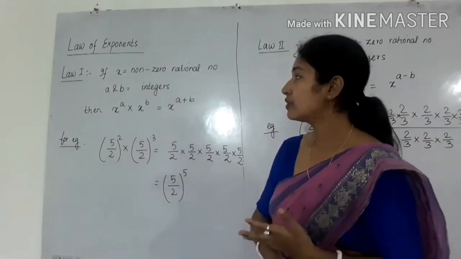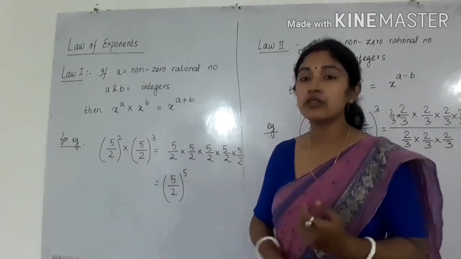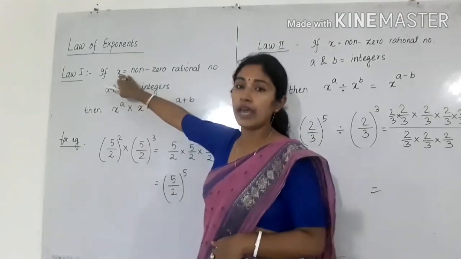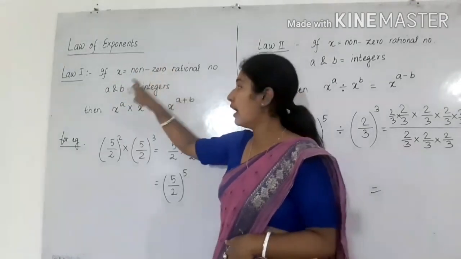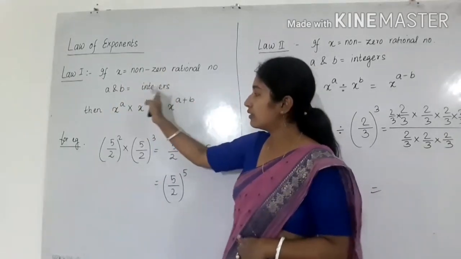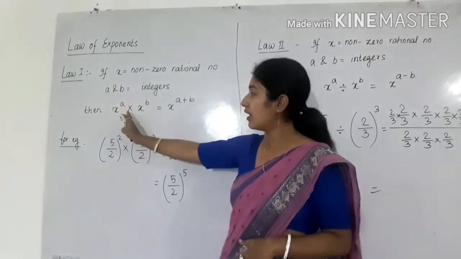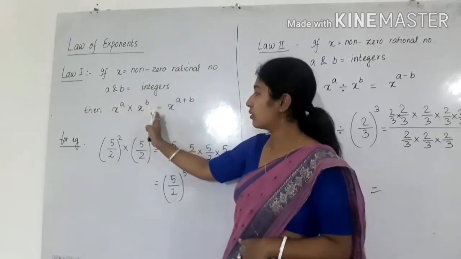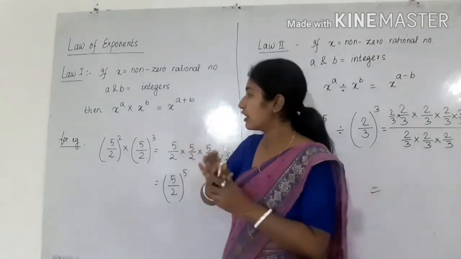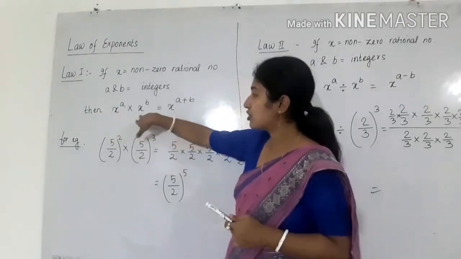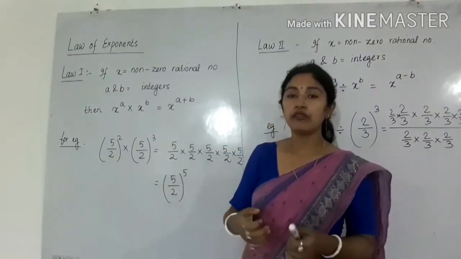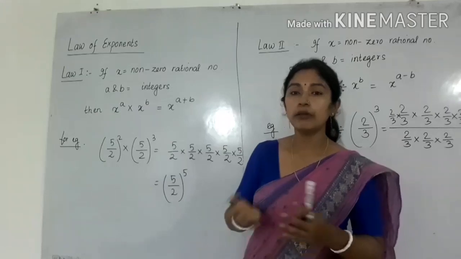Law 1 states that if the base is a non-zero rational number, here I have taken the base as x, and a and b, the powers, are integers, then we can write x to the power a into x to the power b is equal to x to the power a plus b. Whenever we multiply two expressions, two numbers or two variables, we get an answer bigger than the previous one.